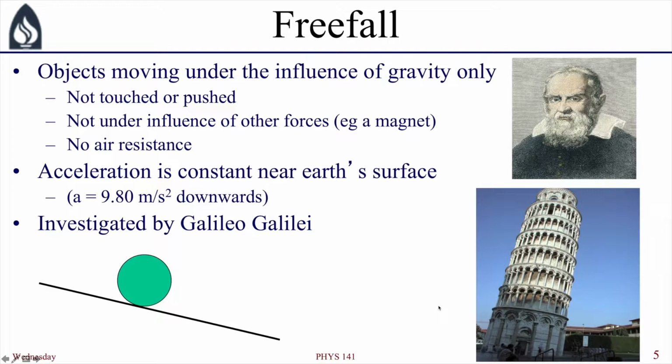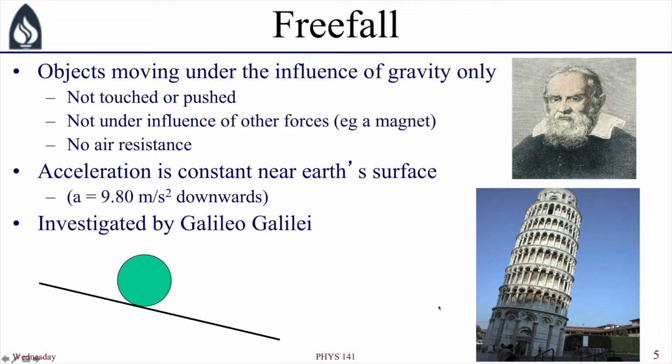So if an object is experiencing free fall, its acceleration is constant as long as the object is falling near the Earth's surface. The acceleration of an object in free fall is always 9.8 meters per second squared in the downward direction. And this principle was investigated by Galileo.